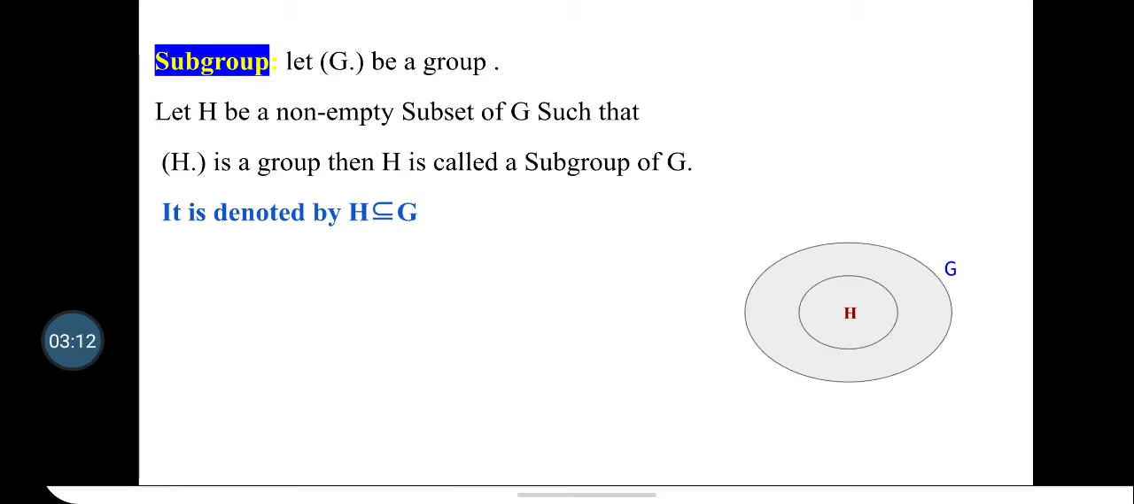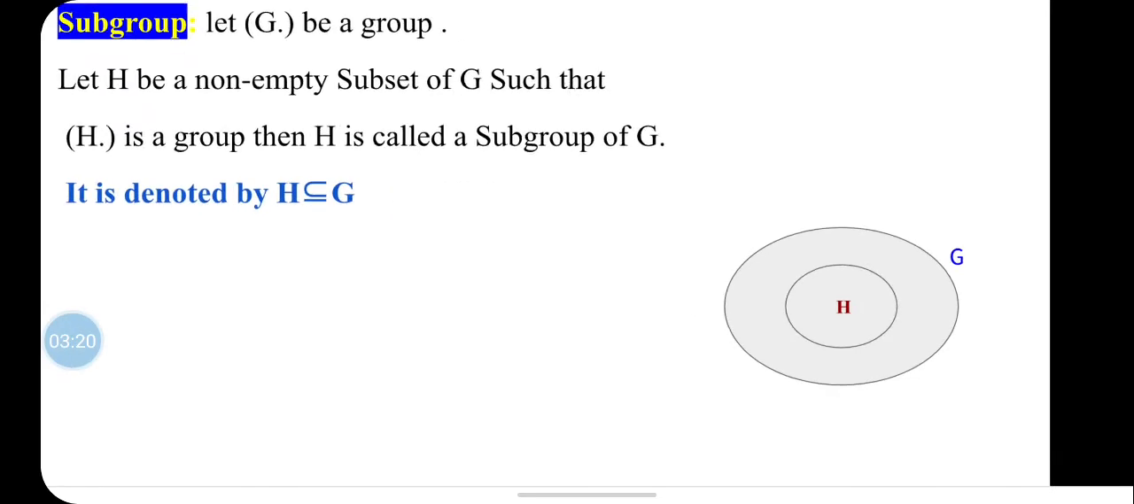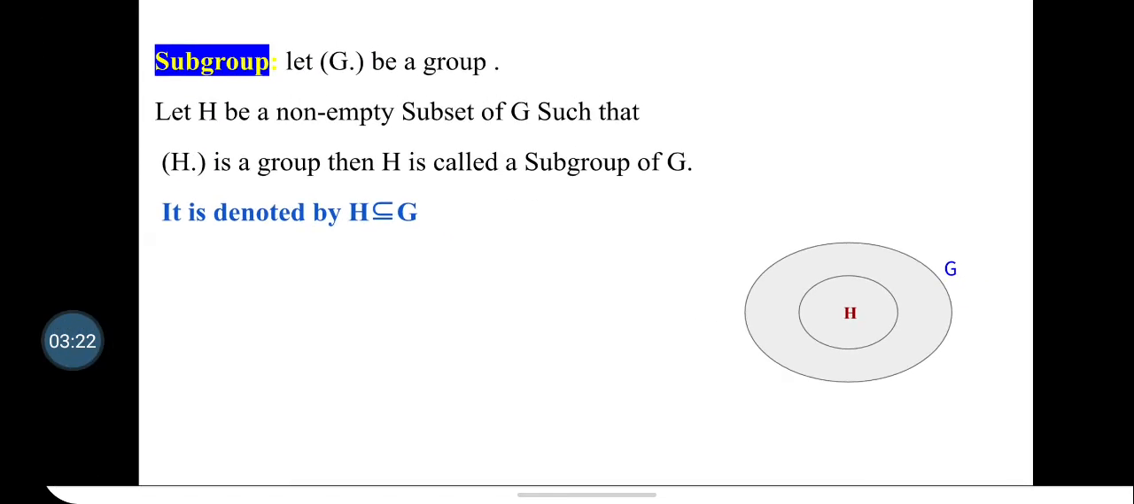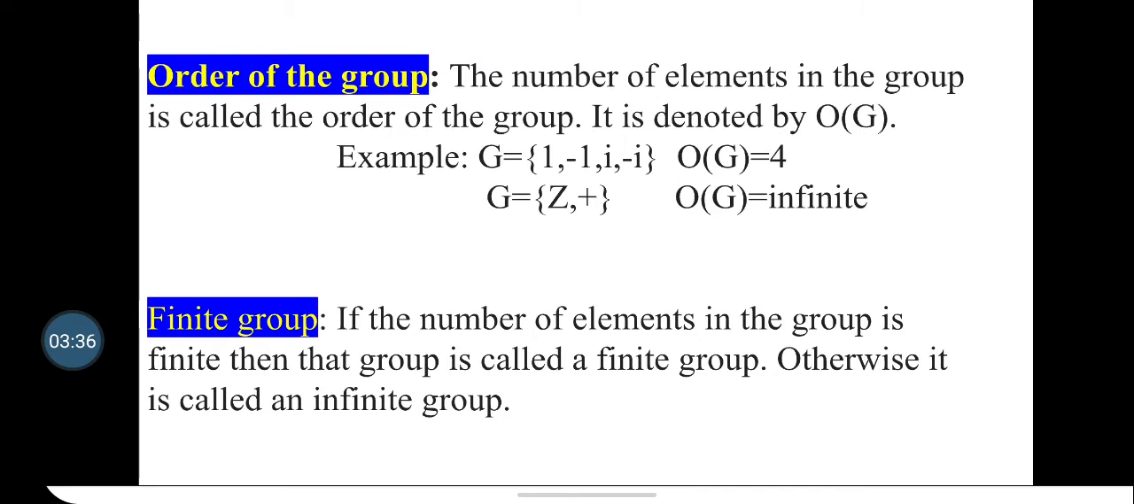Next we will see subgroup. A subgroup is, first of all, a subset of the group. We take G to be a group and H a non-empty subset of G such that (H, ∘) is a group. That means if H satisfies all the properties of a group, then we say that H is a subgroup of G.